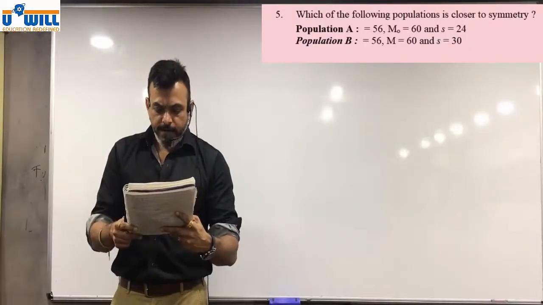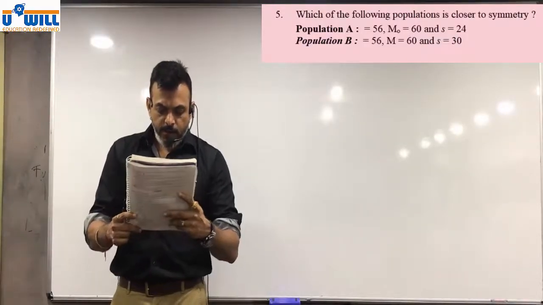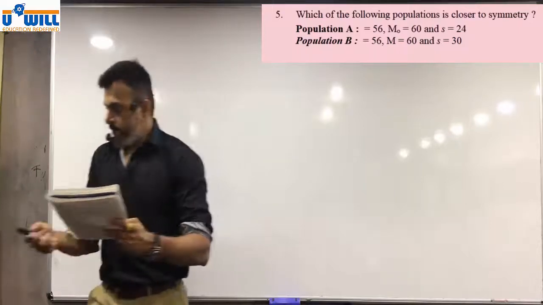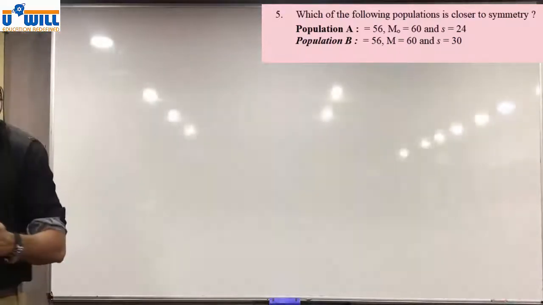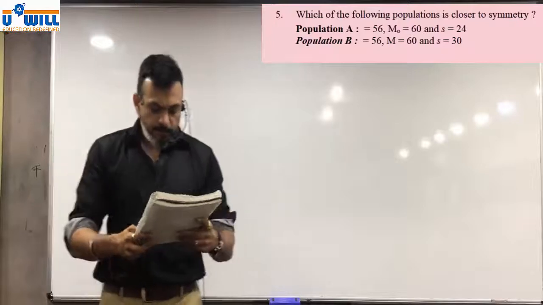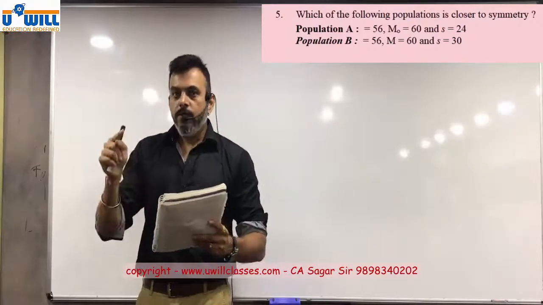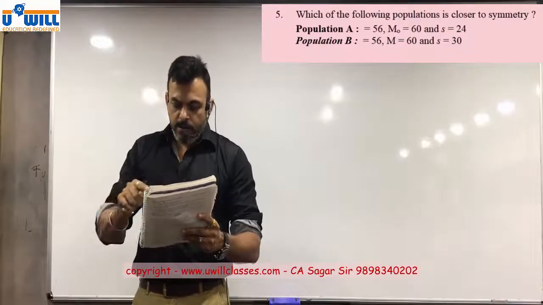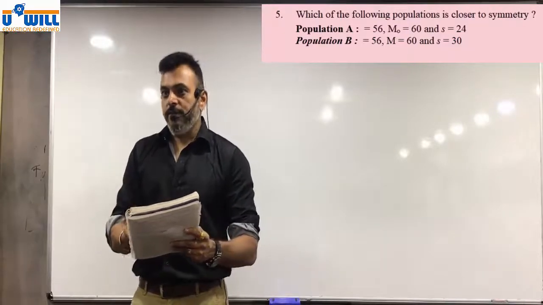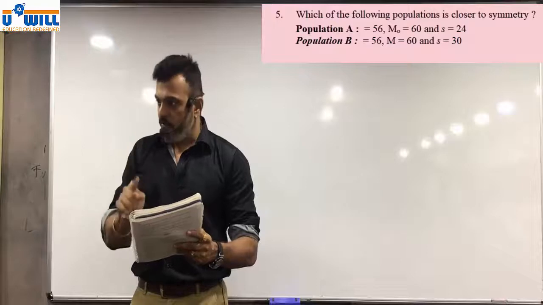Page number 210, section D, question number 5. Now, which of the following populations is closer to symmetry? Closer to symmetry, and what is symmetry? Skewness is equal to 0.